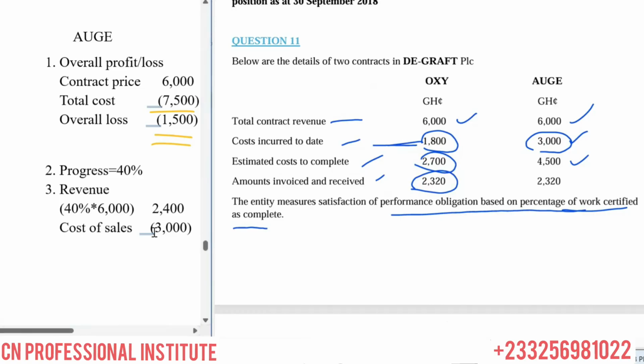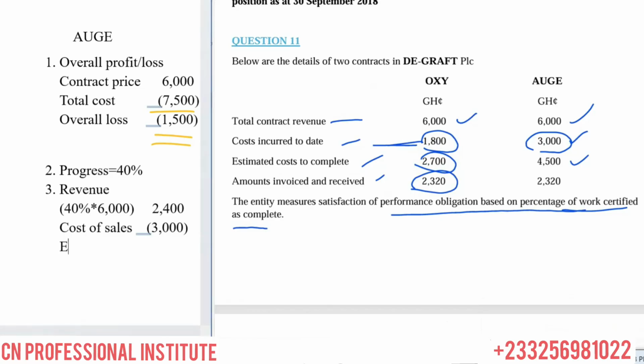2,400 minus 3,000, we have a loss of what? 600, right? We have a loss of 600. Are you following? That is 2,400 minus 3,600? But if you look at the overall loss here, the overall loss is what? 1,500. But here, 2,400 minus 3,000 gives us 600. And the standard says we should record the overall loss immediately, right?